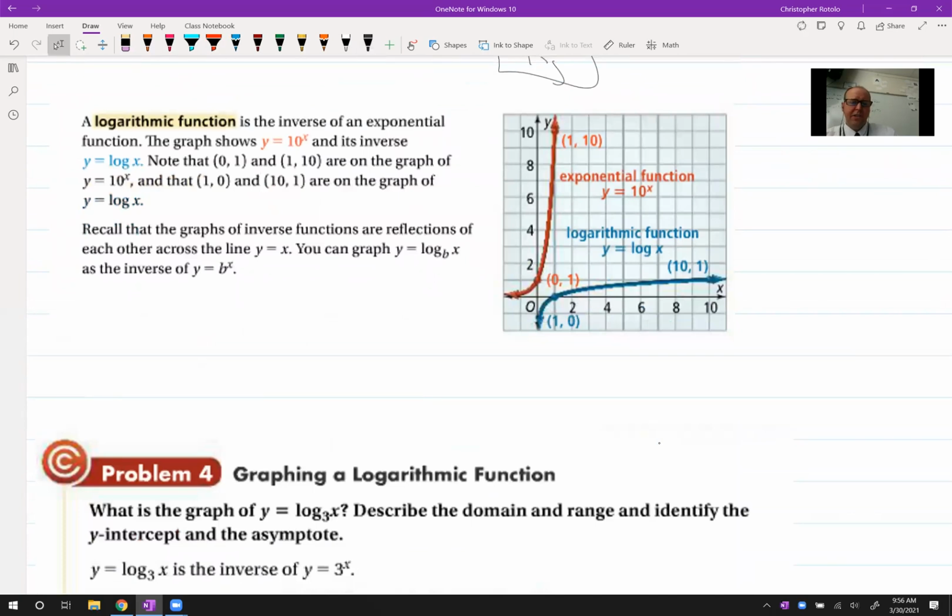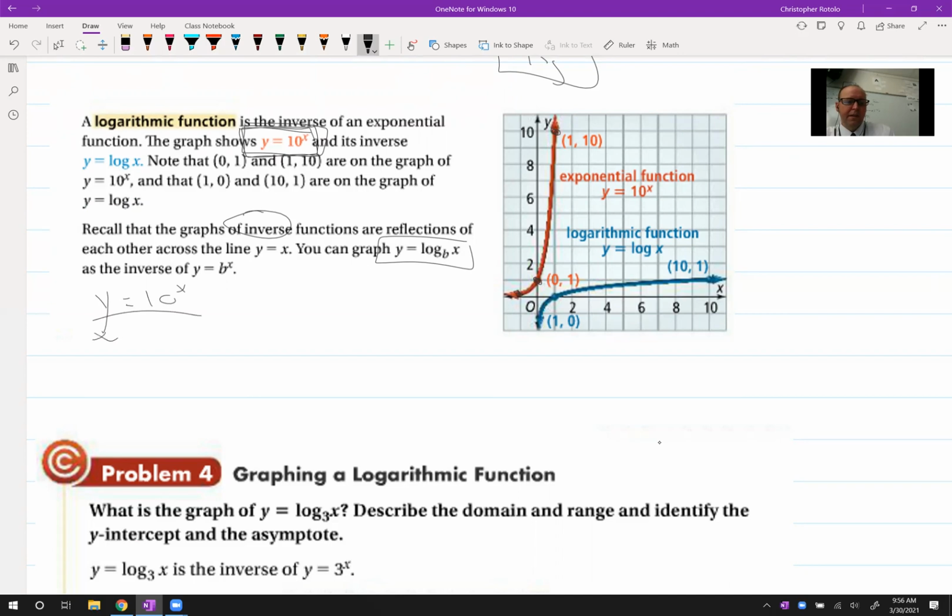And we actually never graph the log function. What we do is we find out the exponential function. So that one here in red. Okay, so if I plug in 0, I get 1. If I plug in 1, I get 10. If I plug in negative 1, I get 1/10. And then what I do is, since they're inverses, I'm going to simply flip-flop all those points.